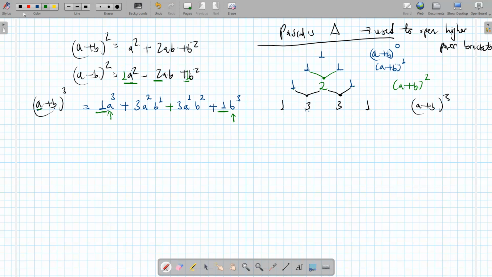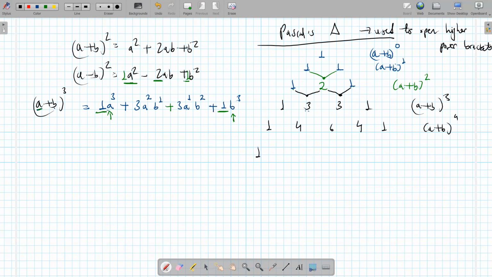But you can keep going. So the next one, why don't you tell me? This is for (a+b) to the power of 4. What are the terms in there? So there should be 5 terms total. We have the beginning and the end, so that means there are 3 terms in the middle. What are the 3 numbers that go in the middle of this triangle? 4, 6, 4. Yeah, 4, 6, 4.